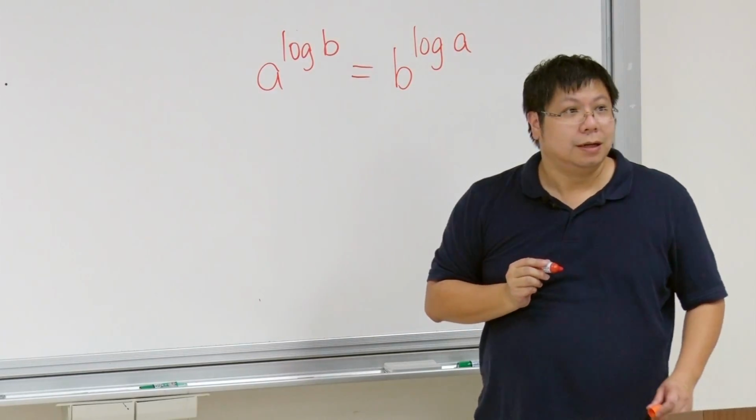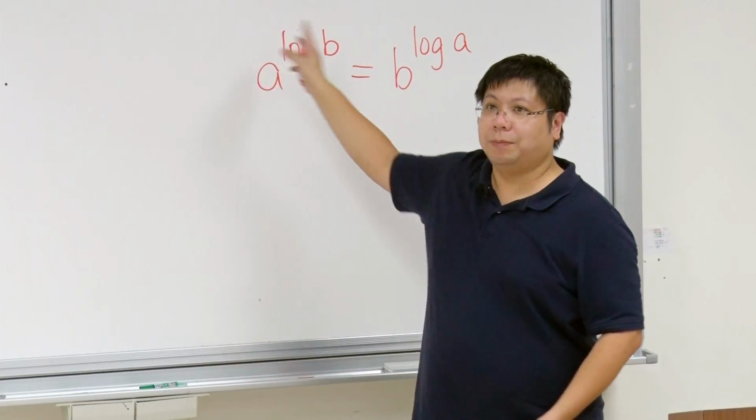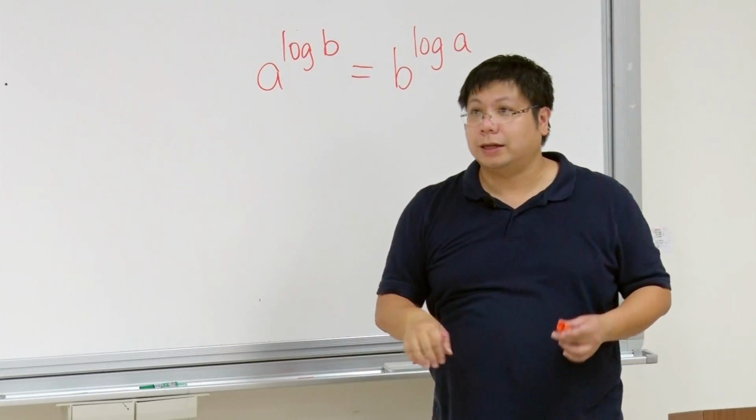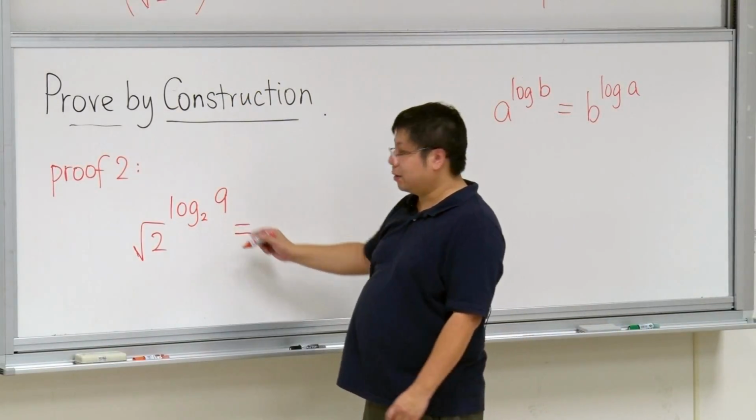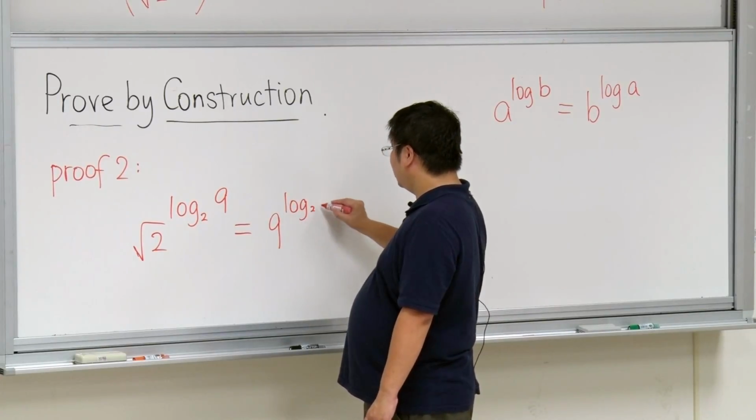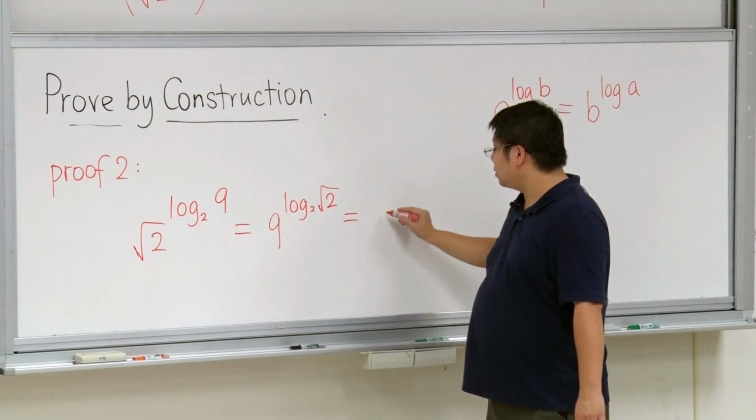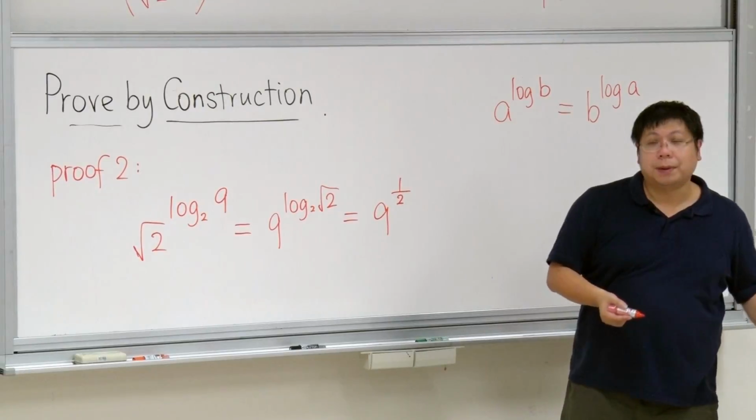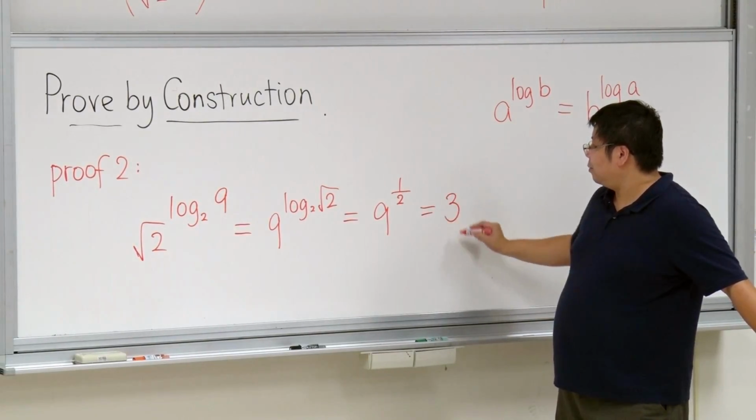Is that okay? Reason: you take log. So you get log B times log A here. You get log A times log B there. So after taking log, they are the same. So they must be the same. Is that okay? So square root 2 to the power log base 2 of 9 is equal to 9 to the power log base 2 of square root 2. Is that okay? And then what is it? So this is 9 to the power 1/2. Log base 2 of square root 2 is 1/2, right? So this is equal to 3. Rational.